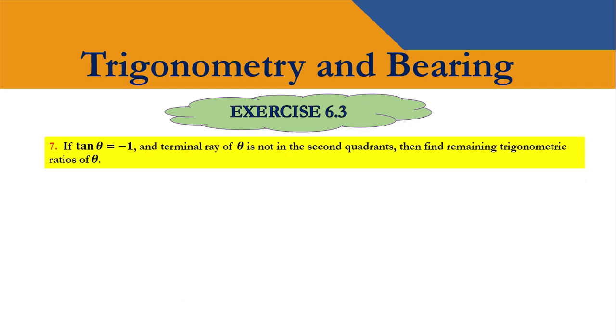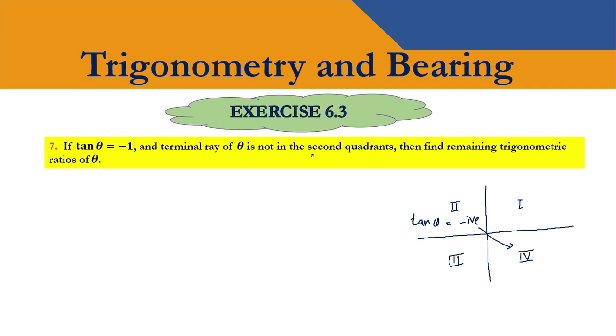Now we will move to question number 7, the last question of this exercise. The tan theta is equal to negative 1 and the terminal ray of theta is not in the second quadrant. Then find the remaining trigonometric ratios. So again we will see what it means that it is not in the second quadrant. This is the first quadrant, this is the second quadrant, this is the third quadrant, and this is the fourth quadrant. As I discussed the signs of trigonometric ratios in my previous video of 6.3 part number 1, tan theta is negative either in the second quadrant or in the fourth quadrant.